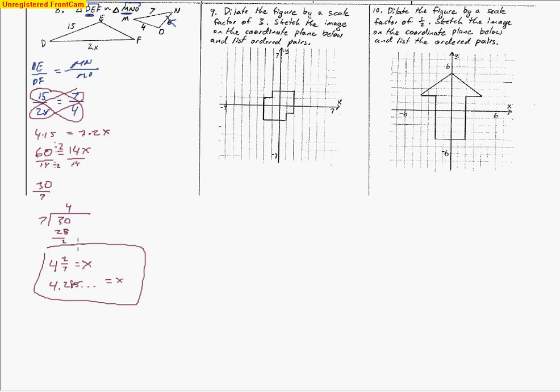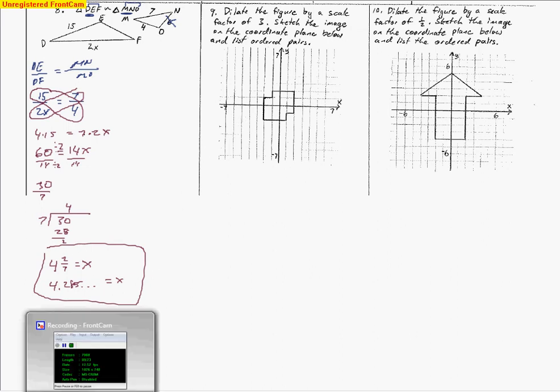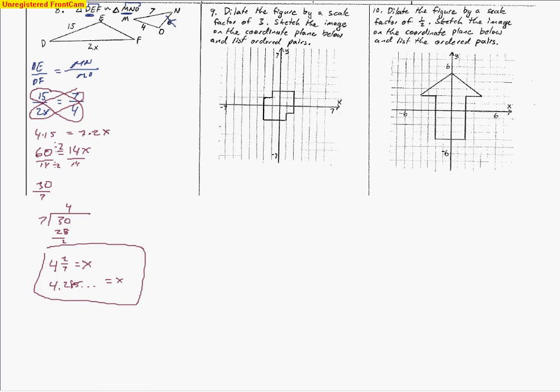So moving on to the next one, it asks us about a dilation. So let's take a look at dilating figures. And on this one here, it says we've got to dilate the figure by a scale factor of 3. And so what we're going to end up having to do is take all these points and write them down and then multiply each by 3. And so let's go ahead and start that here.